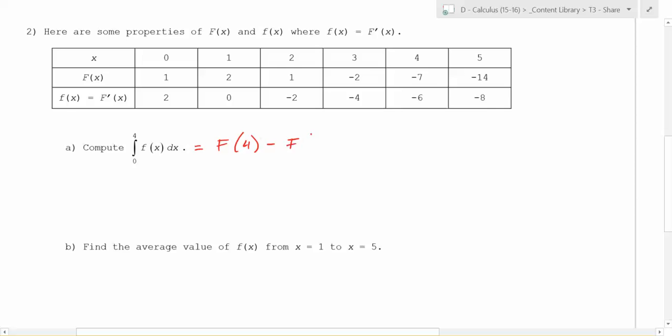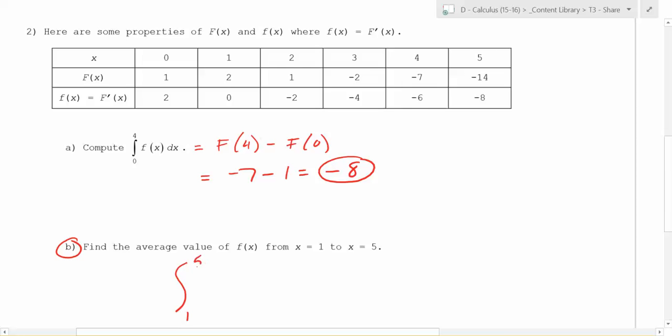Yes. And on the chart, do we have those values? Yes. What is capital F of 4? Negative 7. What's capital F of 0? So that's going to be negative what? 8. We can do something very similar to try to find b. What is the integral expression going to be?